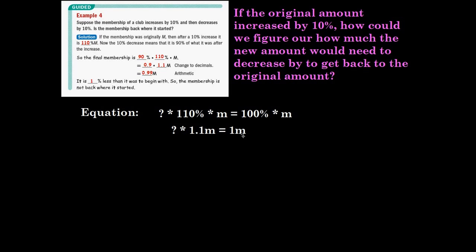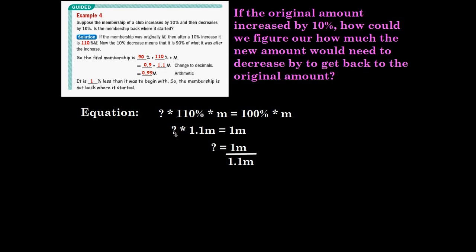So I rewrote that, took out the percents, changed it to decimals. You could have done fractions if you wanted, to say the unknown amount times 1 1/10 M equals 1M, or just M if you'd rather. So what we should know from our fact families or from our one-step equations is that to get this unknown amount, this question mark, all on its own, I want to undo this multiplication, so I'm going to divide by 1 1/10 M on both sides.